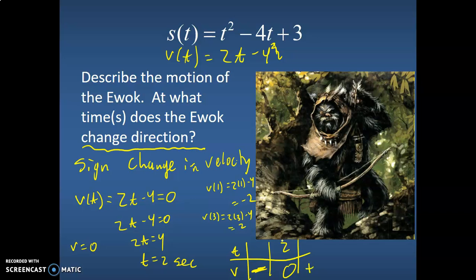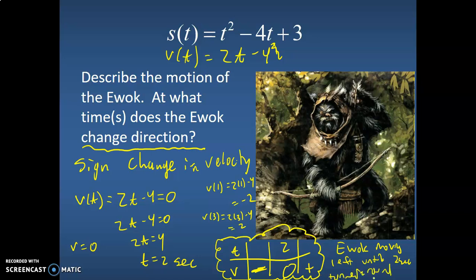So this is the information that I would want to show on the AP exam to help justify my answer. So I'd make this sign chart, and then I would explain what happened here. So I would say the Ewok was moving left until 2 seconds, and then he turned around and started going right.